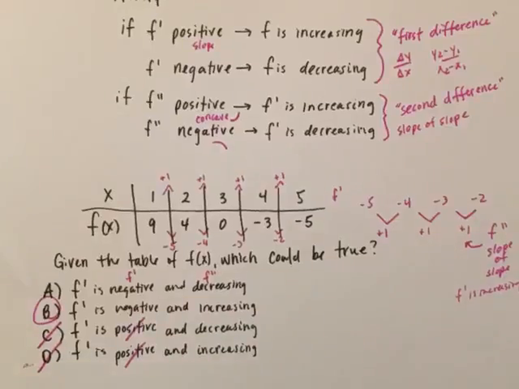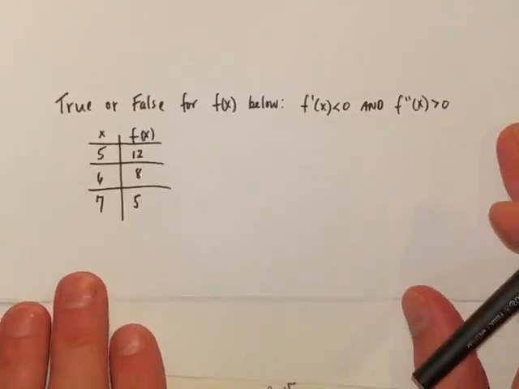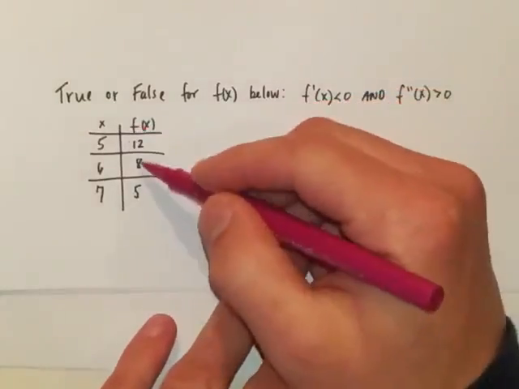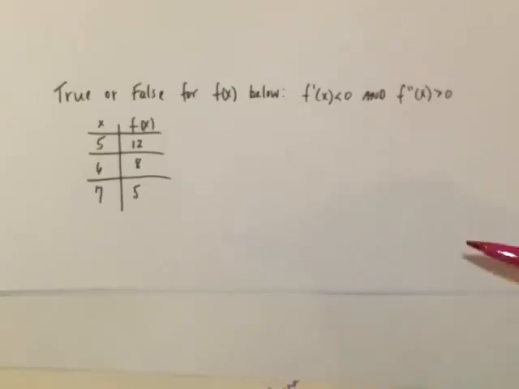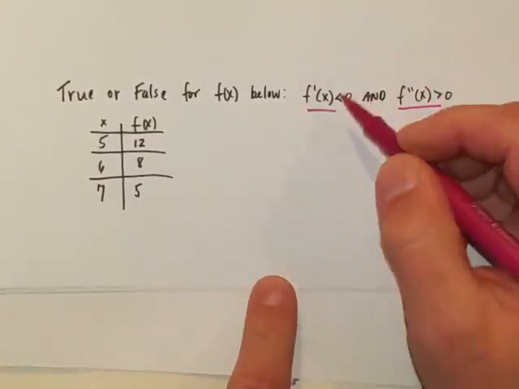One more example here is going to be the following. True or false for f of x below. Okay. Just quick annotations. Here's our f of x, similar type of problem. We still have a table. We're just going to quickly figure out what this means.